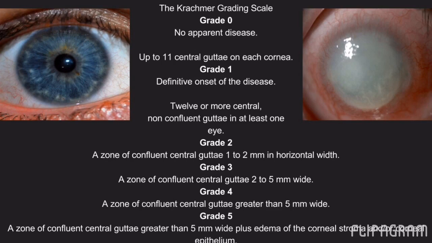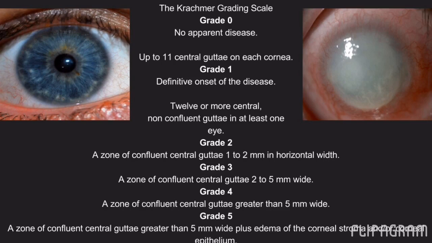In grade 0, there is no apparent disease and there are up to 11 central guttae on each cornea. By grade 1, there's a definite onset of the disease and 12 or more central non-confluent guttae in at least one eye. By grade 2, the zone of confluent central guttae is 1 to 2 millimeters in horizontal width. What this means is it is in your eye but very hard to see.